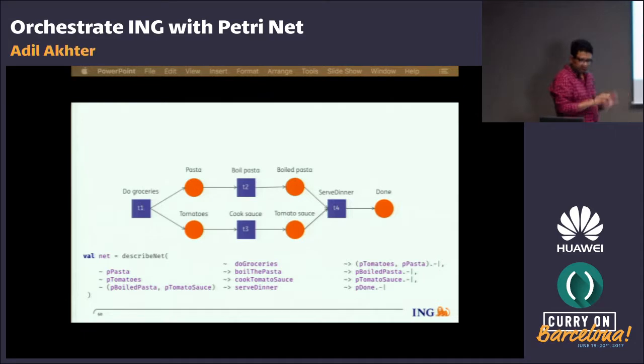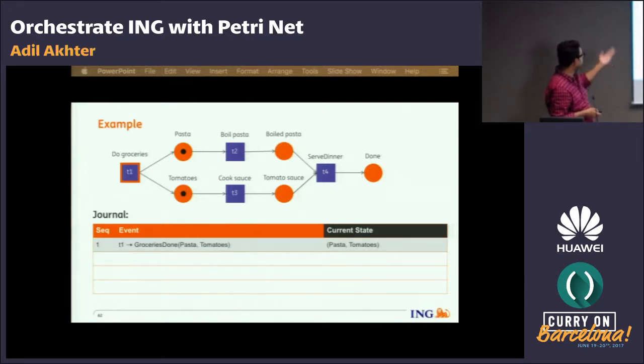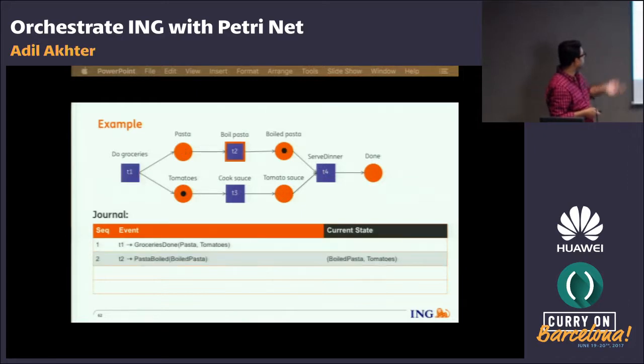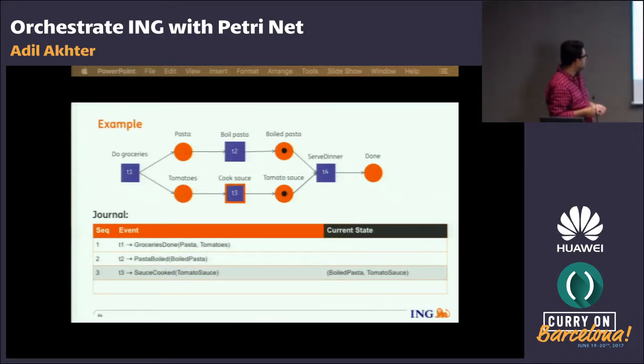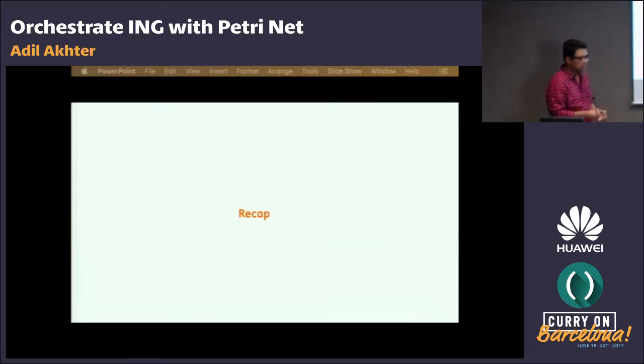But when we're done designing the definition of the net, we can instantiate, we can materialize this net as a Petri Net, and then we can start executing by firing a transition. For instance, when we fire groceries done, we get pasta and tomatoes. Then T2 and T3 can be executed in parallel, and when we have both boiled pasta and tomato sauce, we are serving the dinner. So basically, this is how you could design your processes. You can execute them, and you could also do some analysis on it. We'll come back to the analysis in the next section of the presentation.